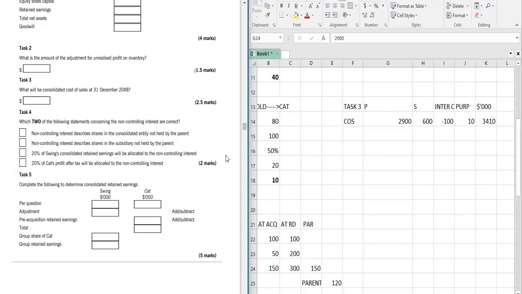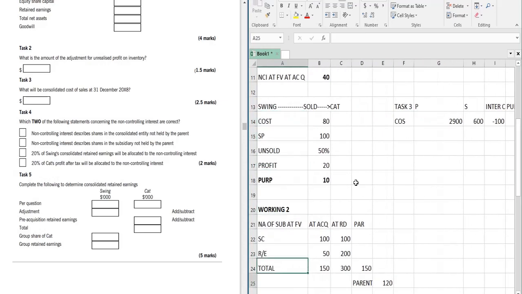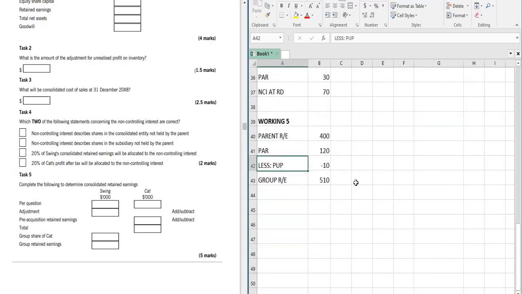Okay. Task 5 is to complete the following to determine consolidated retained earnings. We have already done this, I think. Consolidated retained earnings means working 5. Wait, I will just copy the format the question is asking. So one column is for Swing and the other is for Cat, right?